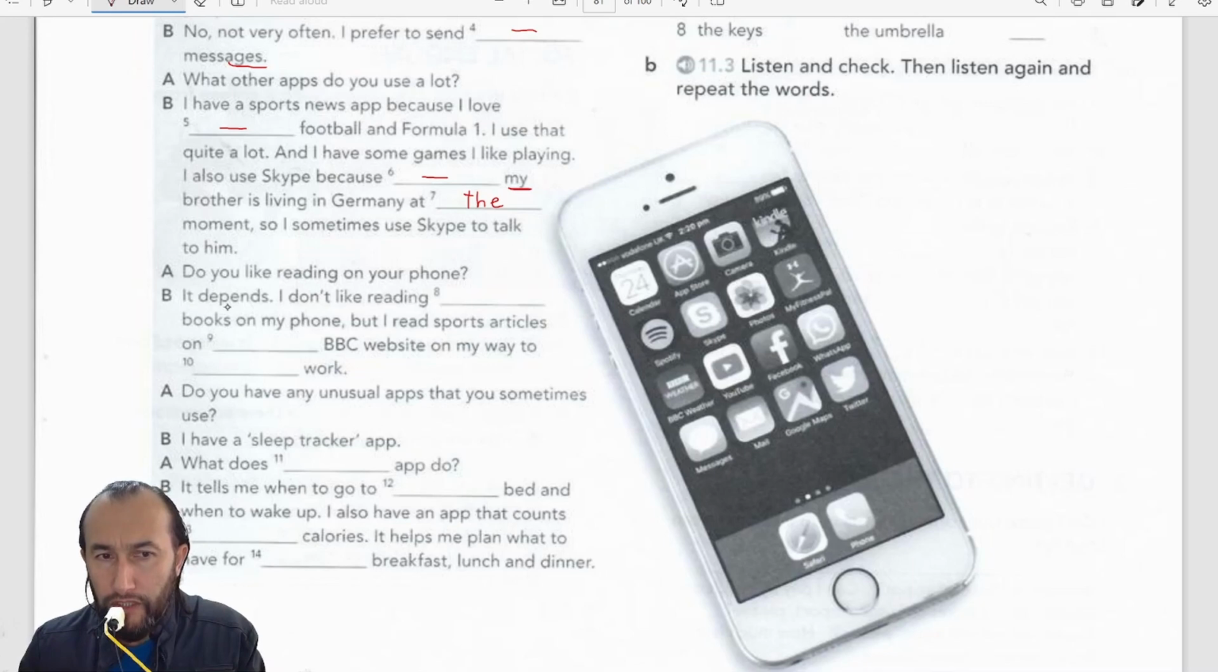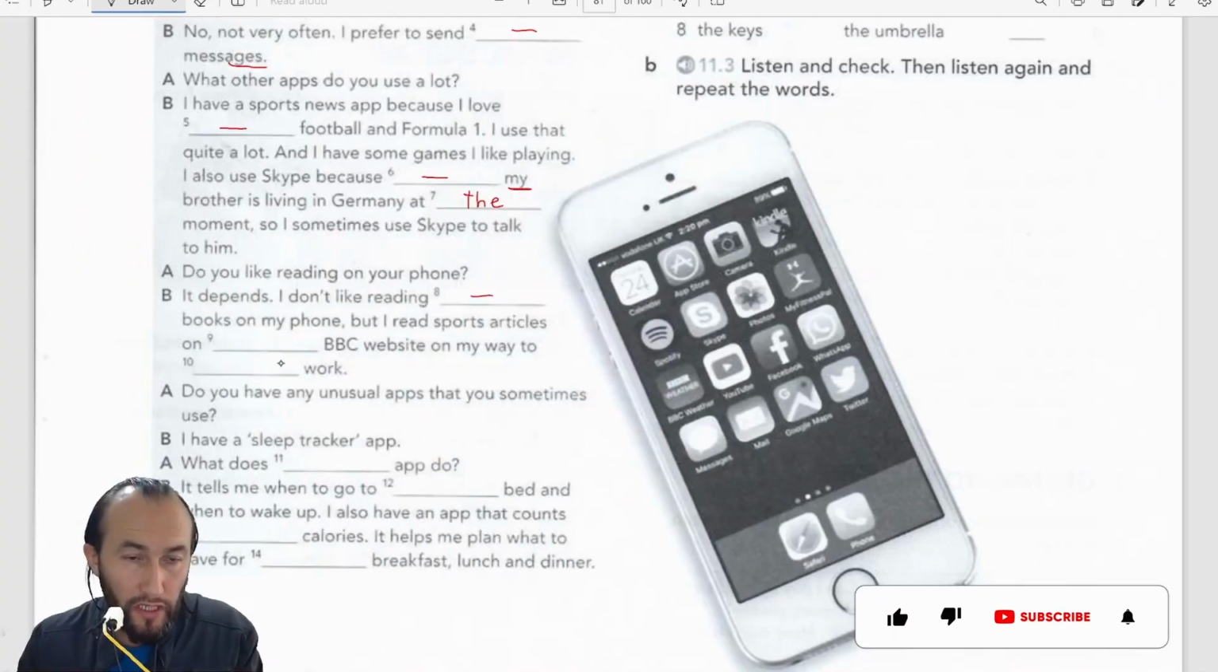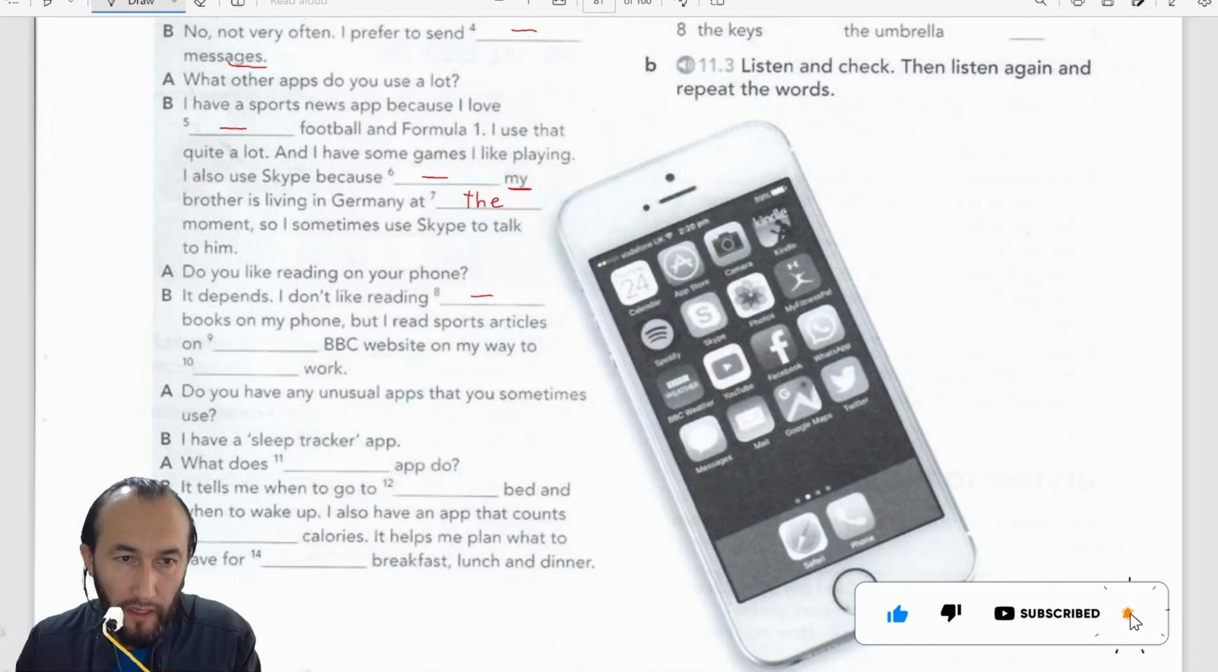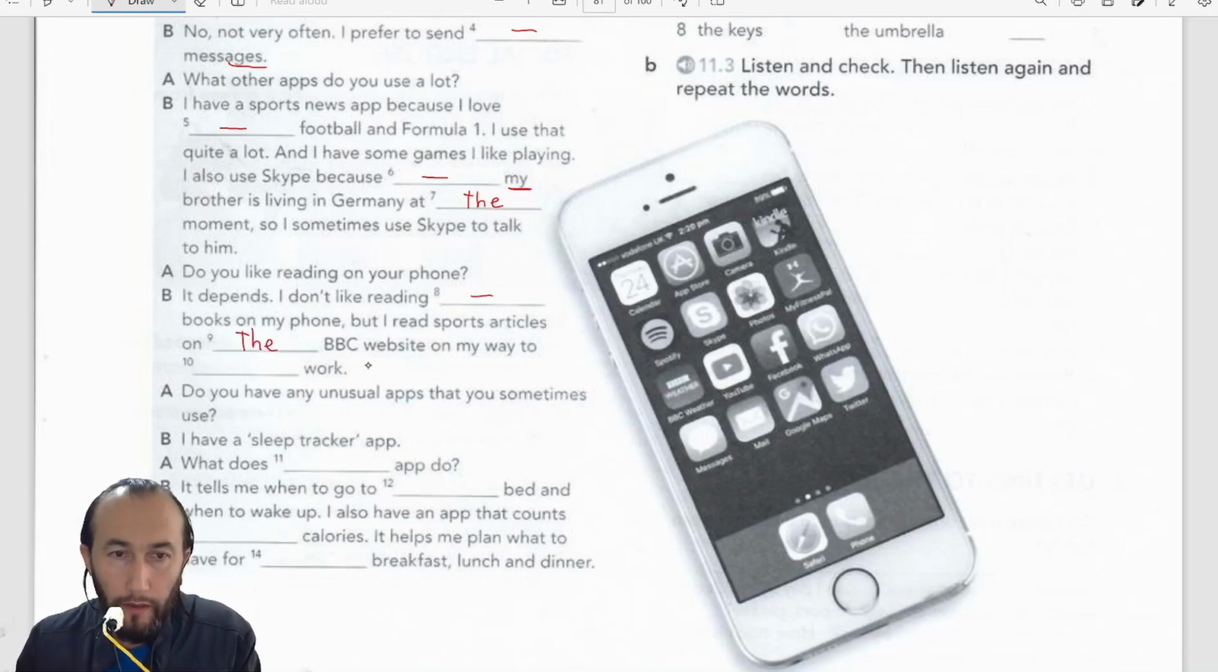So books, general information. Generally, I say no article. I don't like reading books on my phone, but I read sports articles on the BBC. It is a known company, so the BBC. We're going to write here the BBC, the name of a company, the British Broadcasting Company. It stands for that, right? The BBC website.